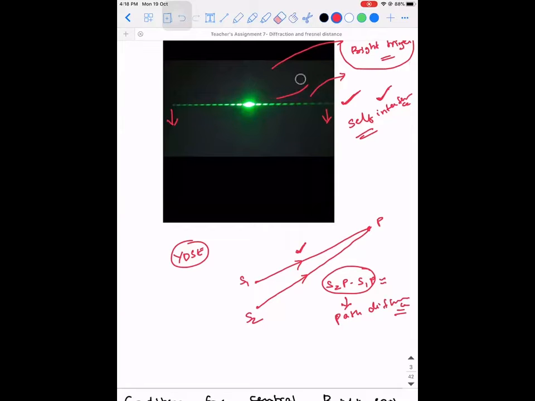So we saw what is the condition for central maxima, then we saw it for the dark spot. Then you have a maxima again, maybe with a lesser intensity. This point has to be kept in mind: compared to the central maxima, the other maxima is going to have lesser intensity.